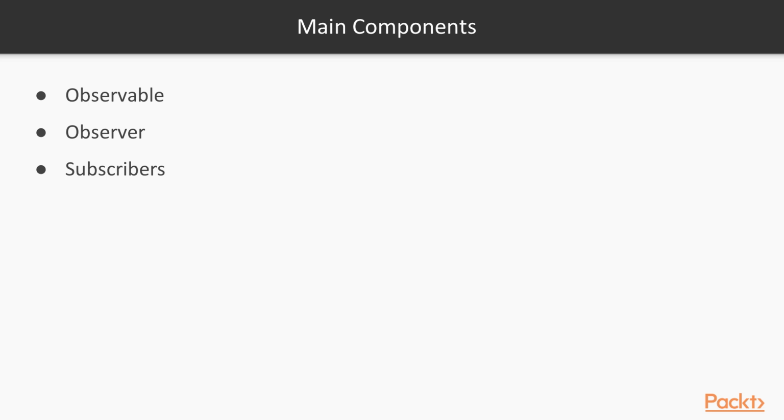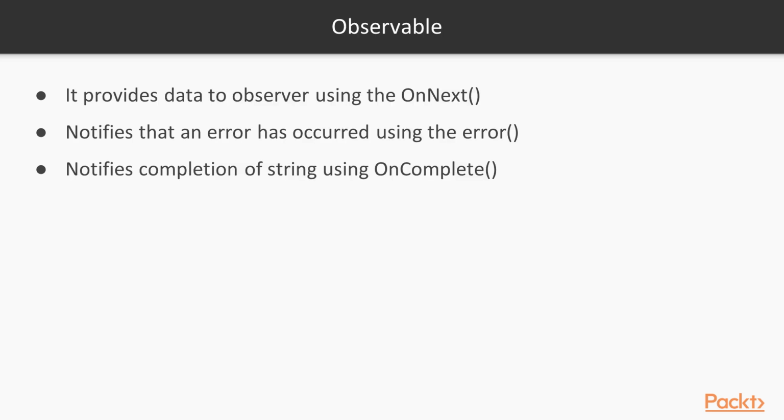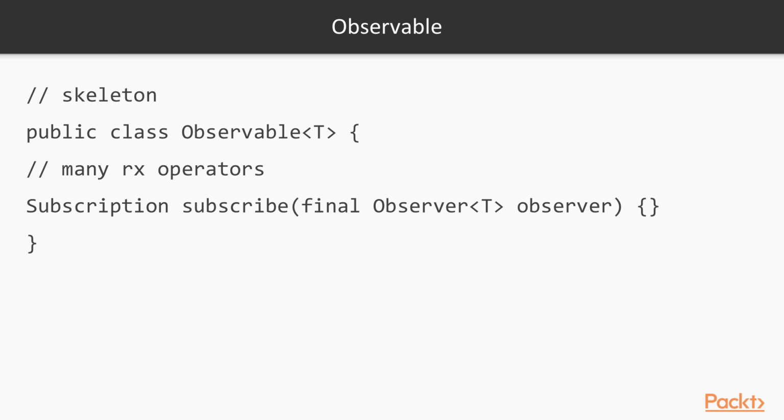There are three main components: observable, observer, and subscriber. Observable. An observable is a data source that creates events. It provides data to the observer using the onNext function, notifies that an error has occurred using the error function, and notifies completion of the stream using the onComplete function. This is a sample example of an observable.